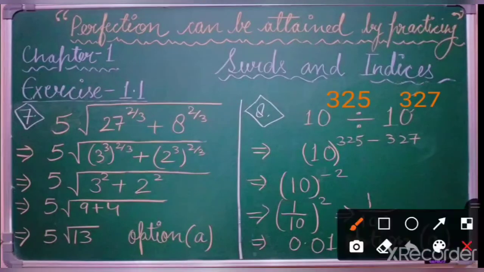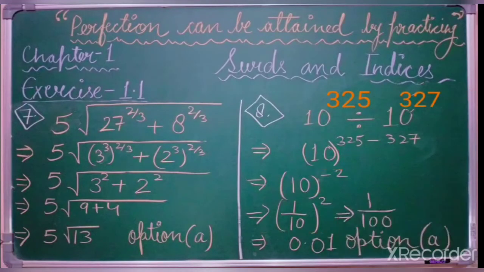Let's see question number 8, that is 10 to the power 325 and 10 to the power 327. We know when the bases are same, if they are in division, then the powers get subtracted. So we will keep 10 as the base and power 325 minus 327. Because 327 is greater, we will get 10 to the power minus 2, or we can write it as 1 upon 10 to the power 2. When we multiply, we will get 1 upon 100, that is nothing but 0.01 after converting into decimal. So option A would be your correct answer.